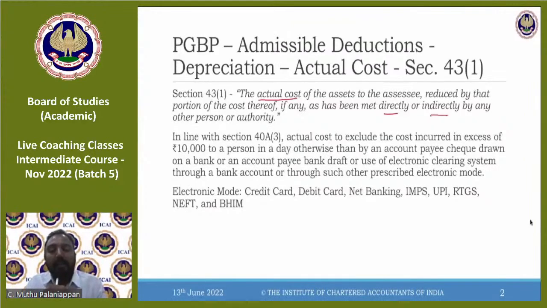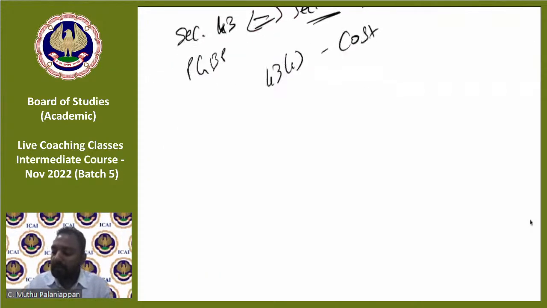Let's take a small example from an individual's perspective. When you buy an electric vehicle, there is a subsidy provided to you. So let's say the EV cost is 1.6 lakhs.